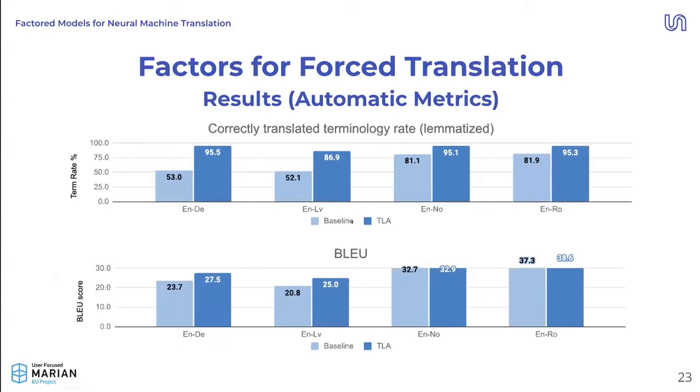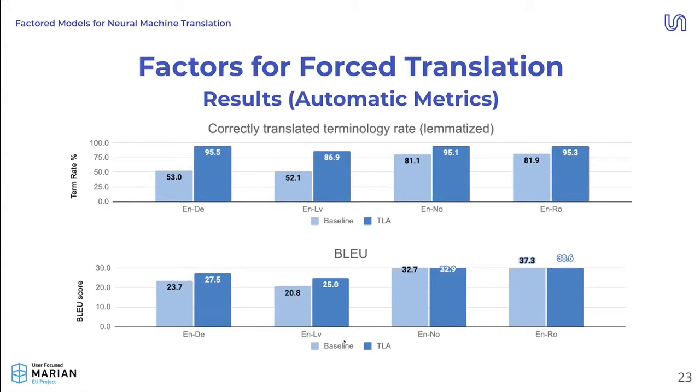These test sets are domain specific. For German and Latvian, the domain is industry and mechanics, for Norwegian it is politics and medicine, and for Romanian it is politics. So the test set is really specific to a certain domain, which is where terminology plays a key role. And regarding the overall quality, we can see that we got a huge increase in German and Latvian, and we maintained it in Norwegian and Romanian.